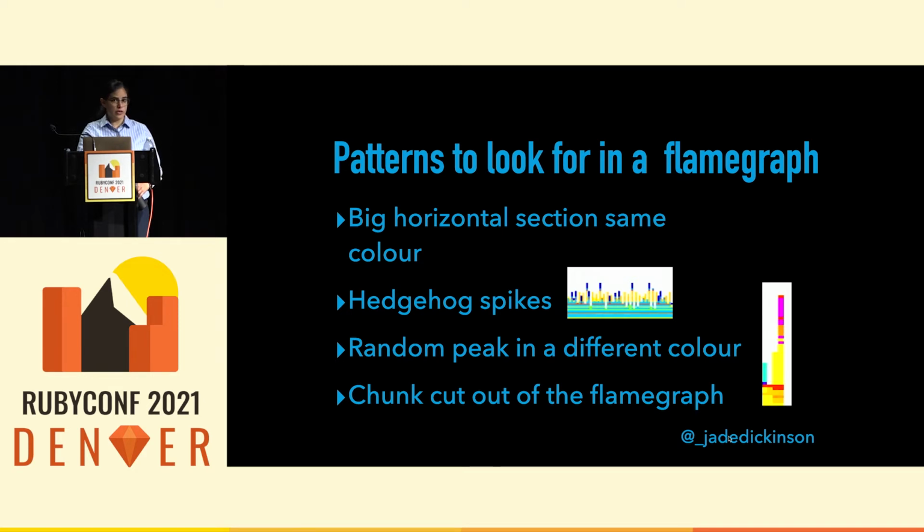Then if you've got a random peak in a different color, that is just changing color from everything below it, that indicates calling out to a dependency. And with that one, those can add up. Finally, if you see a big chunk cut out of a flame graph with a flat line at the bottom edge, that tells you that garbage collection is happening. We're about to see this on the next slide.